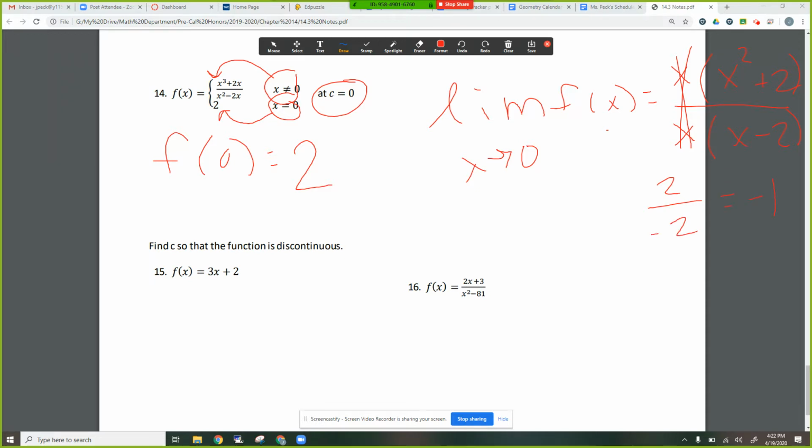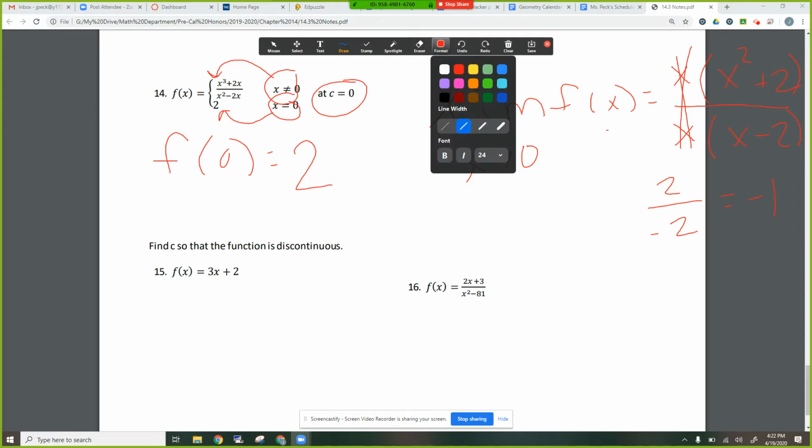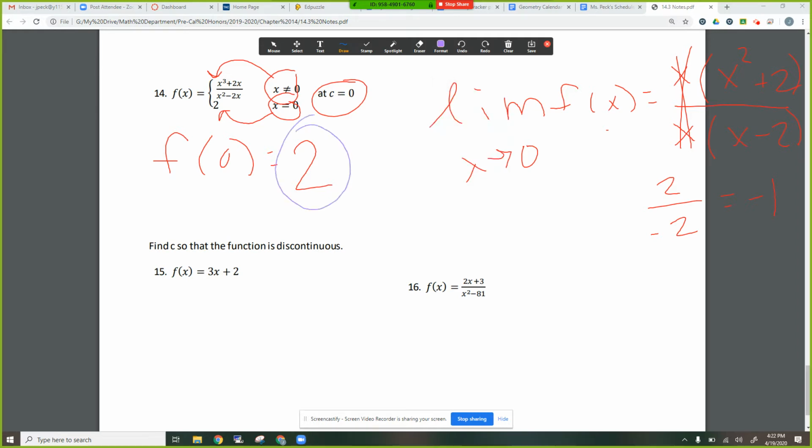So now we have to look. In order for this to be continuous, these two numbers need to be the same. Well, 2 is not the same as -1, so we would say not continuous, right? Those are not equal, so we would say not continuous. All right, we're almost done.